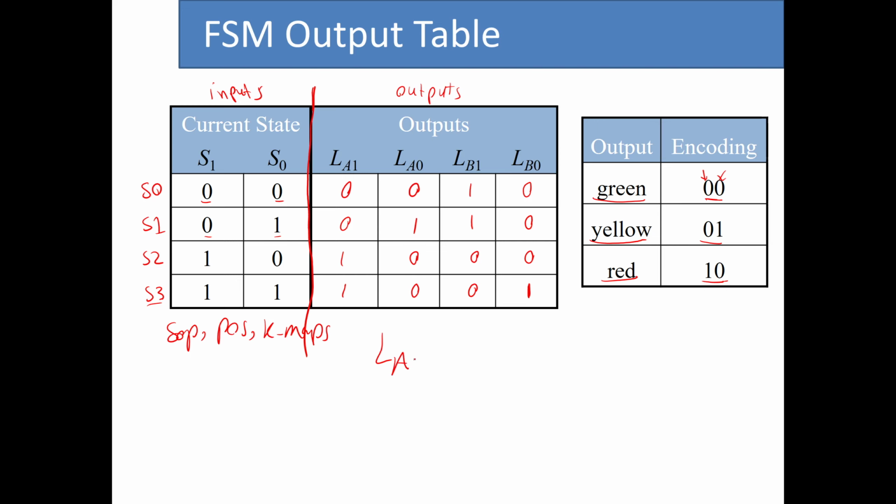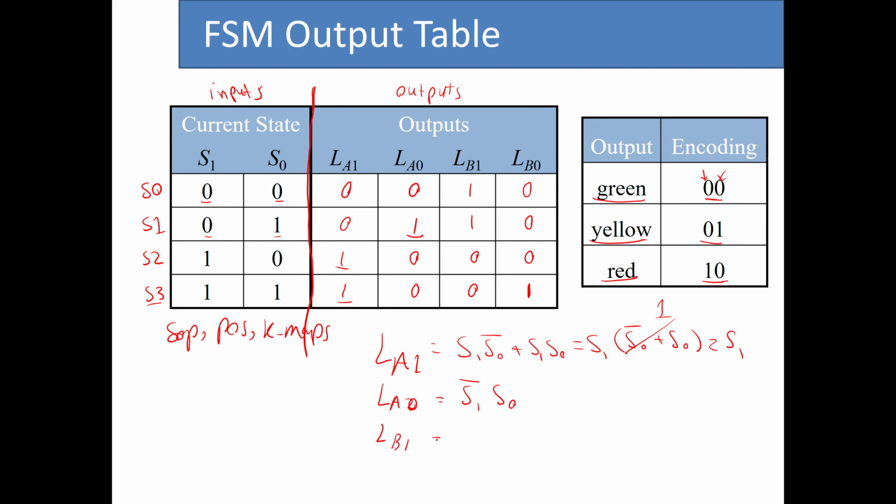For each one of these outputs, I can use the sum of product to come up with the equation. So we have for LA1, these two rows for which the output is 1. The associated min term for each one of these rows is S1 S0 bar plus S1 S0. If I factor out S1, we have S0 bar plus S0 equals 1, so it equals S1. Let's do the same for LA0. We have only one term, so that is S1 bar S0.